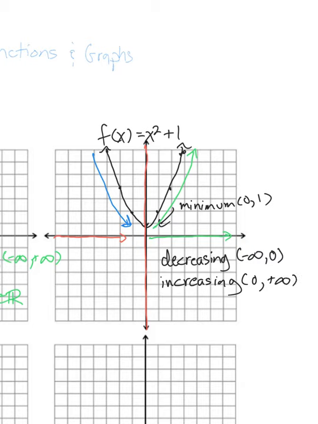Next is our domain. Well, our domain, our x value, can be any real number. So domain here, once again, our x can be all real numbers. And our range is our y or our function. And basically, since it has a minimum, however, f of x must be greater than or equal to the minimum, which is 1.